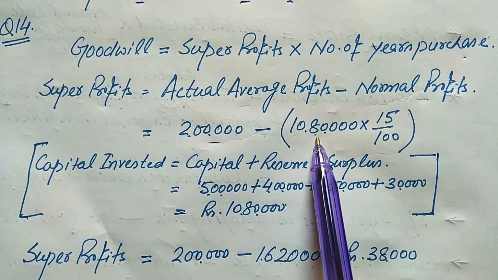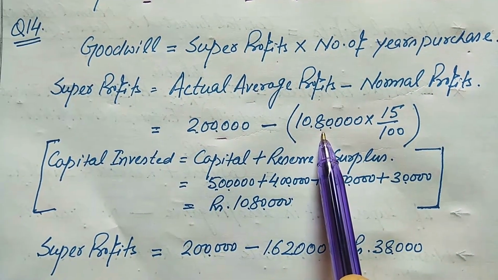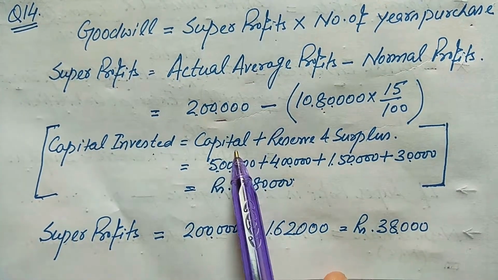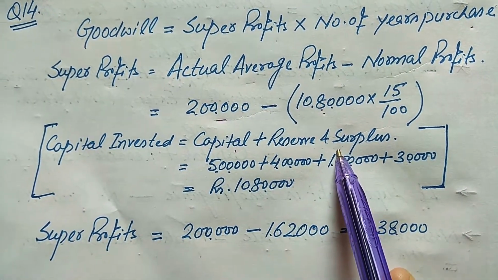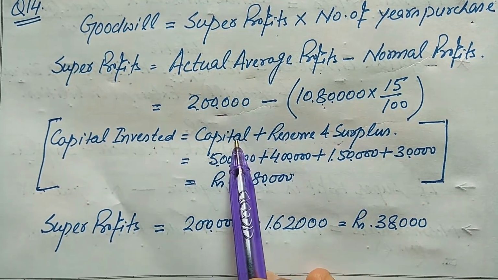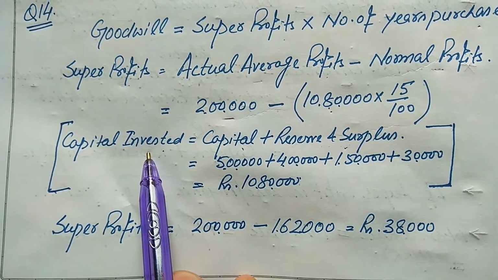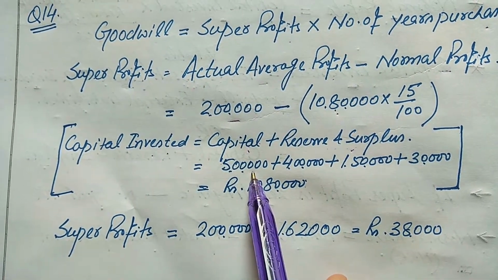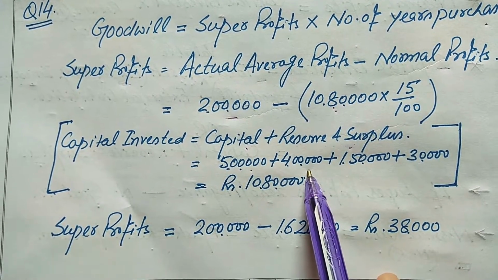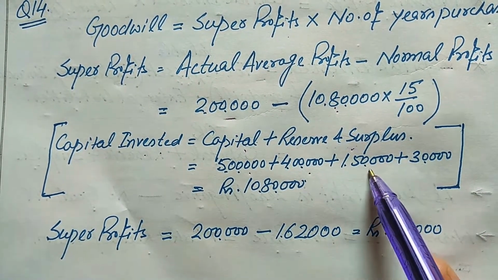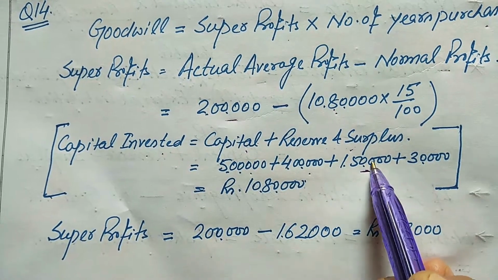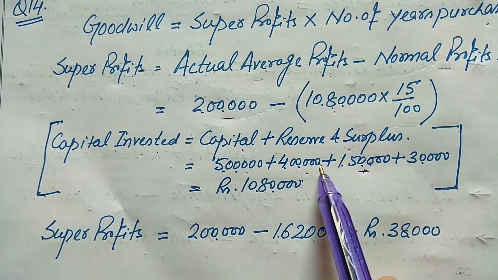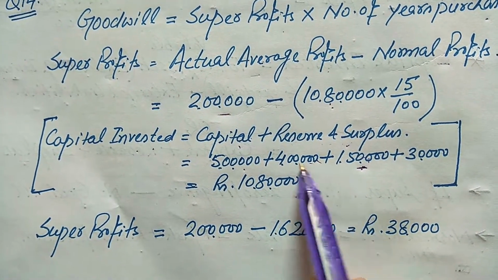But the capital invested is not directly given in the question, and we have the complete information for the formula: capital plus reserve and surplus. That's why we will apply this formula to calculate the capital invested in the business. Here, A's capital is 5 lakh and B's capital is rupees 4 lakh, given in the question. Profit and loss account credit balance means profit, that's why it is added. If a profit and loss debit balance is given, then it will be subtracted in this calculation.